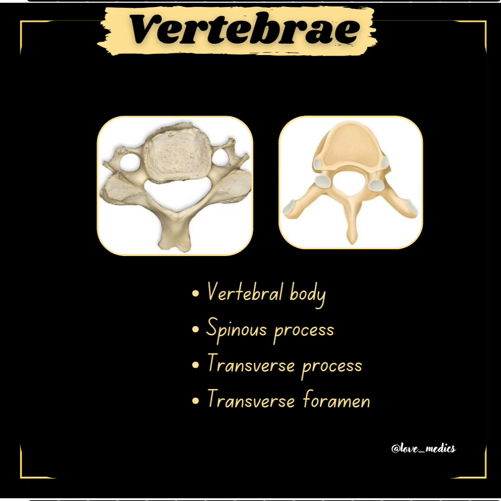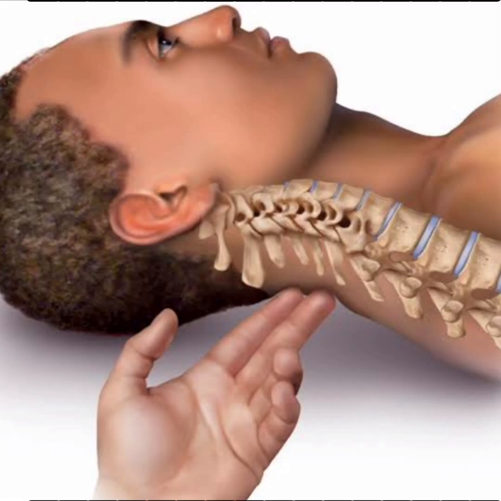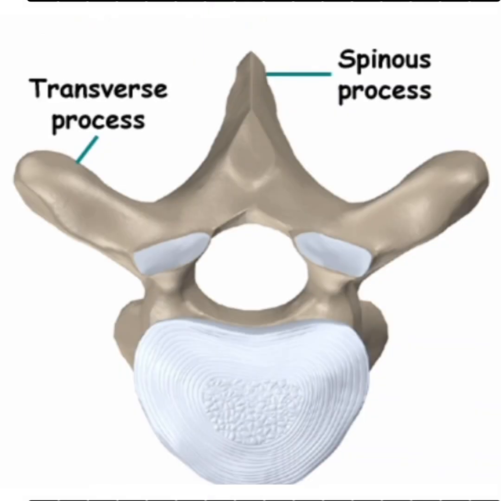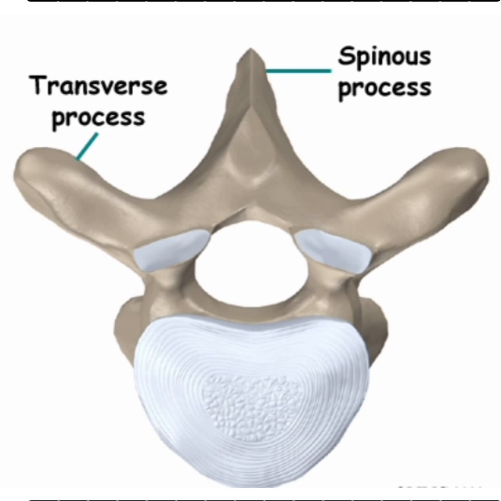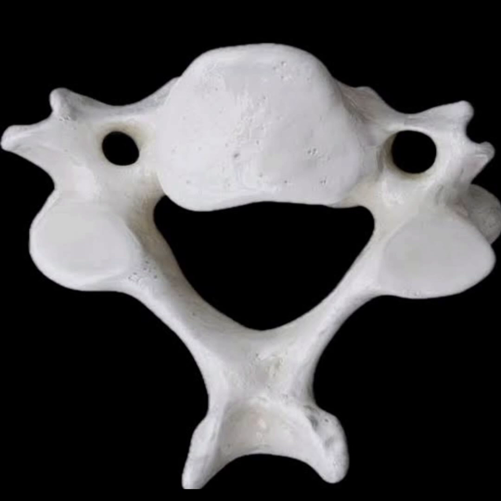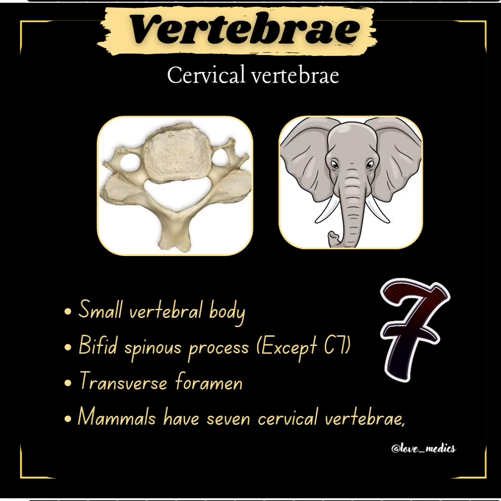You can feel your spinous process in the middle of your back. When you run your hand in the middle of the back, you can feel a series of bumps running downward. That is spinous process. Next, transverse process. They are projections on each side of the vertebrae. In the transverse process, an opening is there. That is transverse foramen. Okay, now enter into the topic, cervical vertebrae.